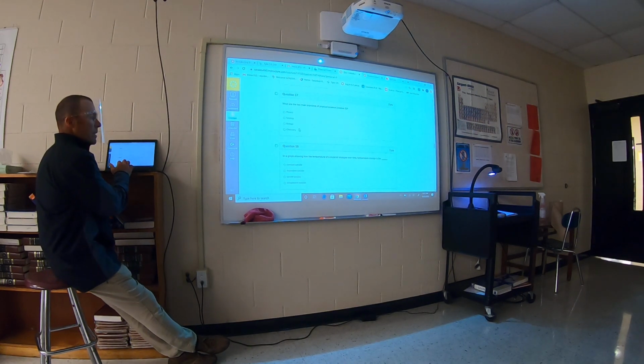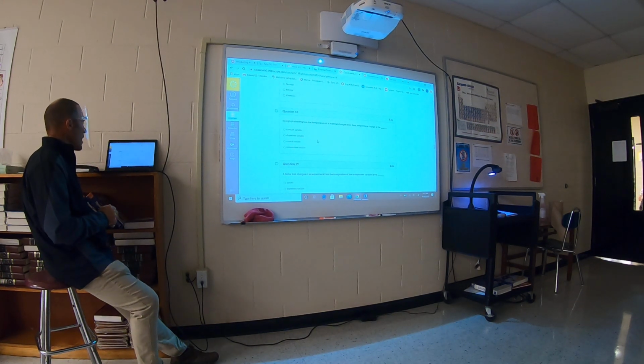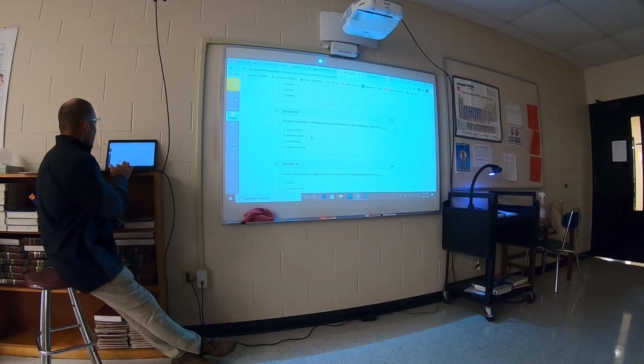They're physics and chemistry. Number 18, in a graph showing how the temperature of a material changes over time, temperature change is the dependent variable. A factor that changes in an experiment from the manipulation of the independent variable is the dependent variable. A unit of measurement that's obtained by combining other units is a derived unit. A testable prediction is a hypothesis. A standard is an exact quantity people agree to use for comparison.